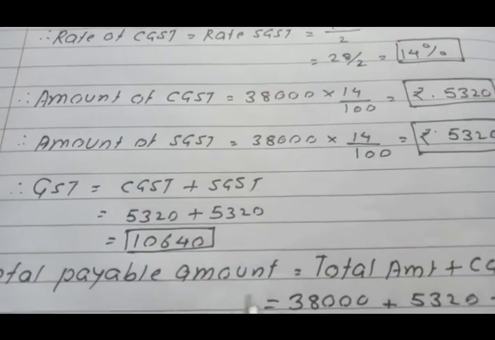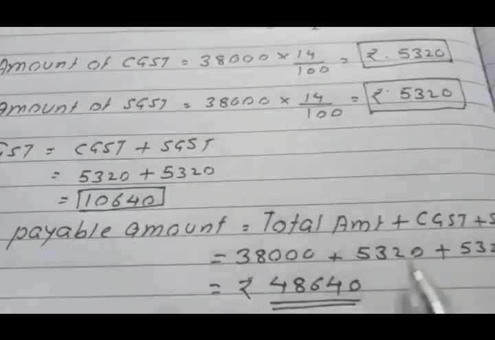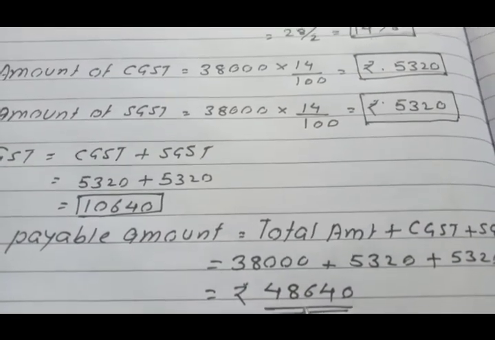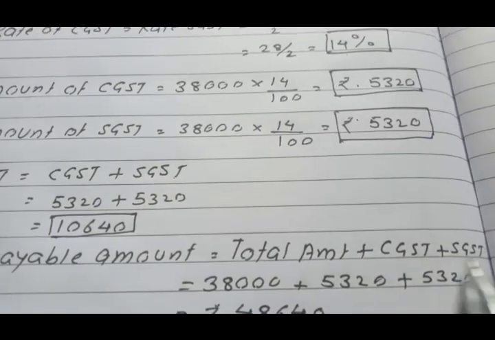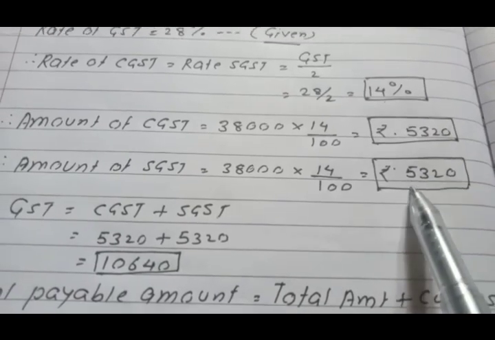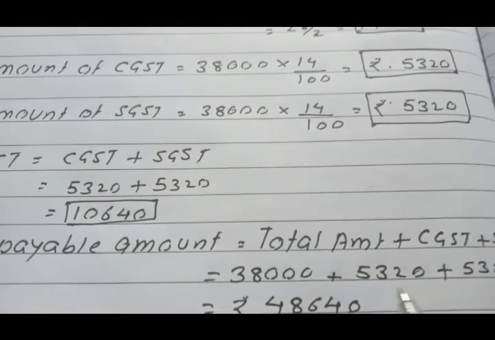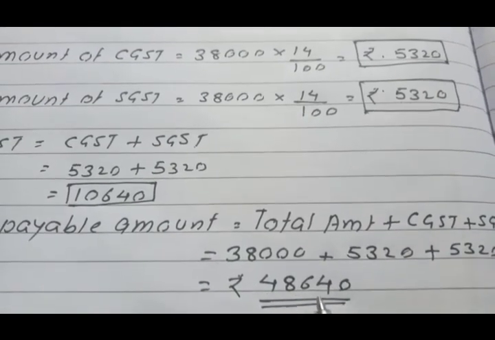Then GST equal to CGST plus SGST, this formula, CGST 5,320, SGST 5,320, addition 10,640. So total payable amount, this one here 38,000 plus GST here 10,640, means this SGST, CGST, this addition, so total 48,640. Total payable amount equal to total amount plus CGST plus SGST, 38,000 plus 5,320 plus 5,320, addition 48,640.